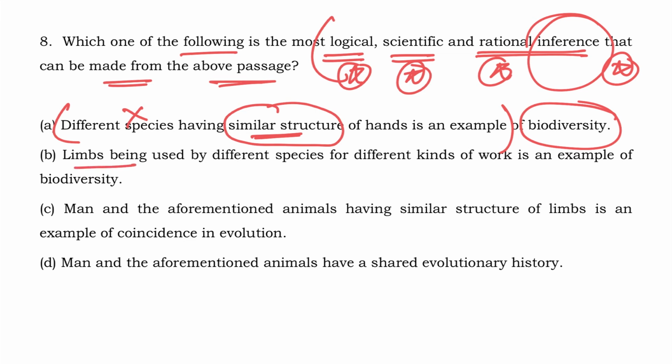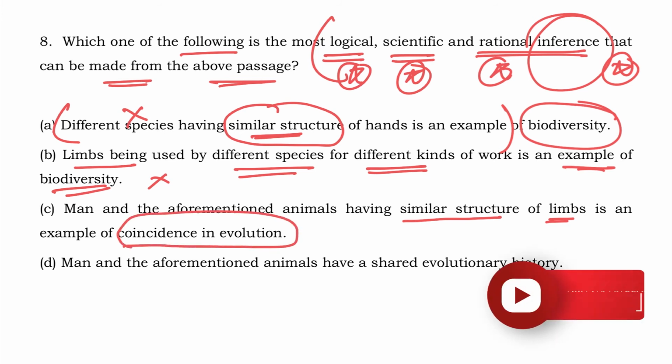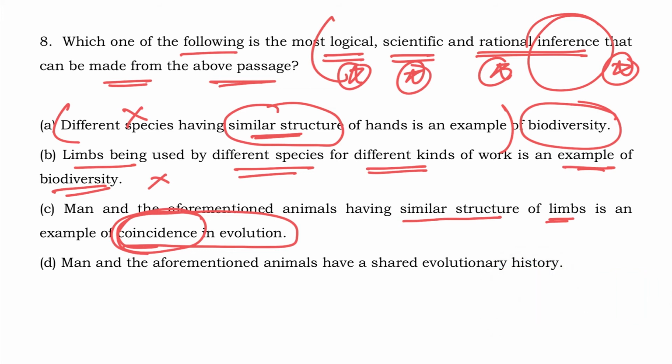Limbs being used by different species for different kinds of work is an example of biodiversity. Again, this can be eliminated here. Man and the aforementioned animals having similar structure of limbs is an example of coincidence in evolution. See here friends, in the genetic line nothing is coincidence. Coincidence in evolution means it was not happening intentionally, but somehow it happened. No, nothing in the evolution cycle is coincidence here. So with the help of this word coincidence, this option also can be eliminated here.